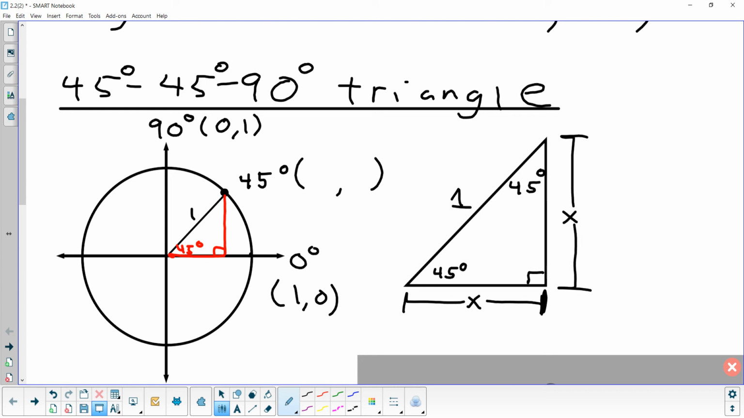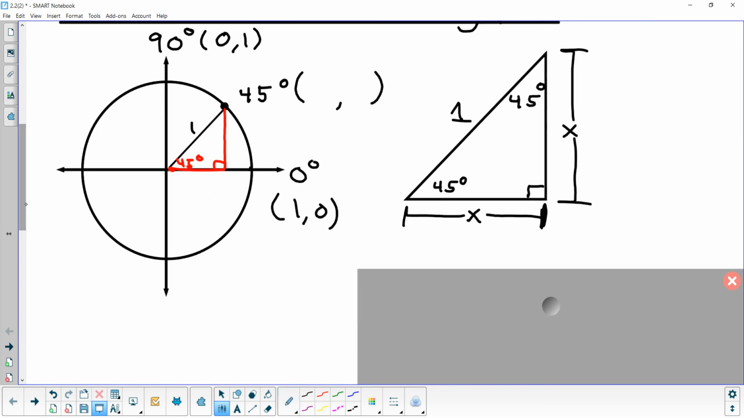Now all we have to do is solve for x. And whatever x is, that is the value that I need to write in both parts of my coordinate because they're the same. Does anybody remember a formula you can use on a right triangle to find out how long one of the sides is? The Pythagorean theorem. Right. So let's use the Pythagorean theorem and fill in what we have, and then go from there.